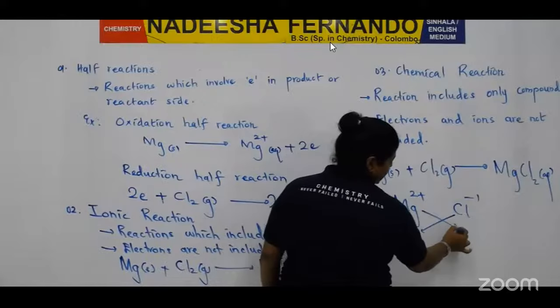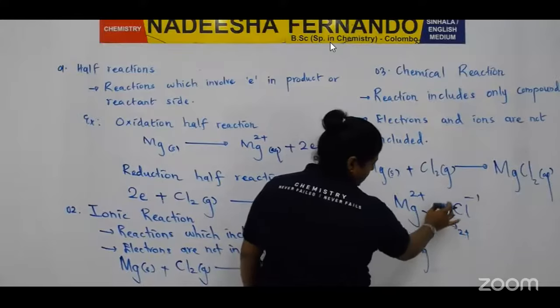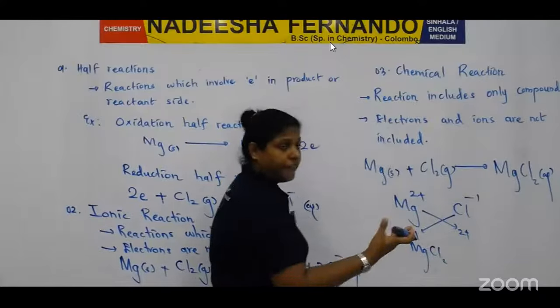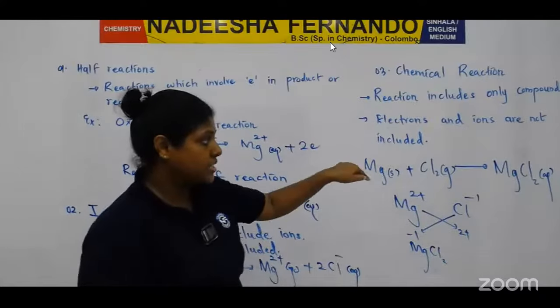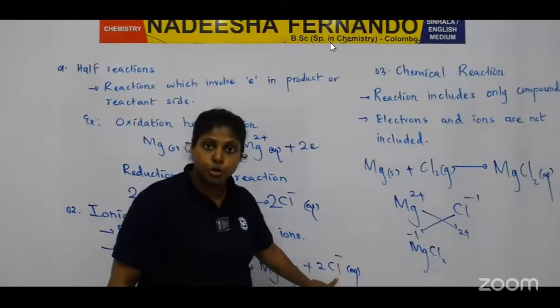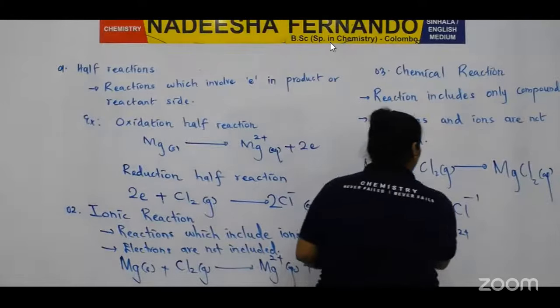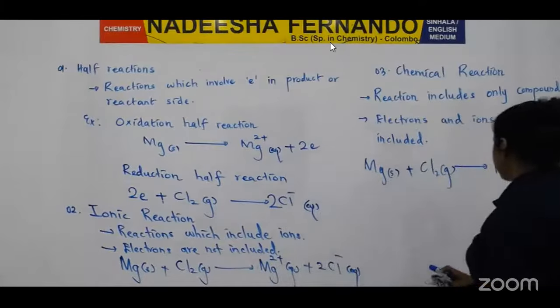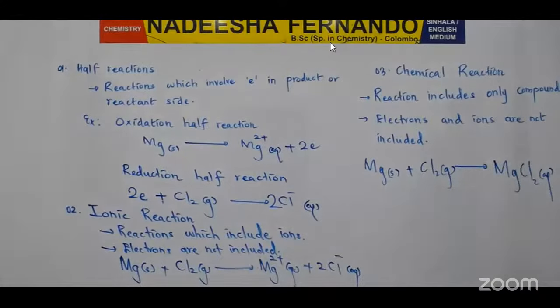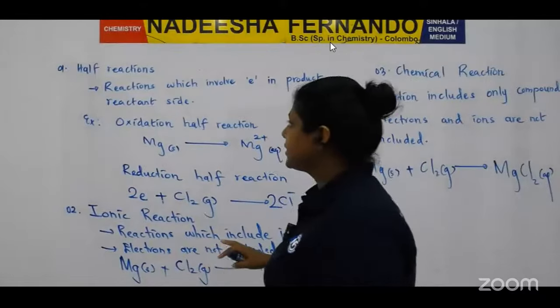Magnesium 2 plus and Cl minus exchange their valences, so we have MgCl2. The reaction is already balanced. In the MgCl2 there are 2 chloride, and in the reaction we have 2 chloride. So the reaction is already done. That one is called the chemical reaction.